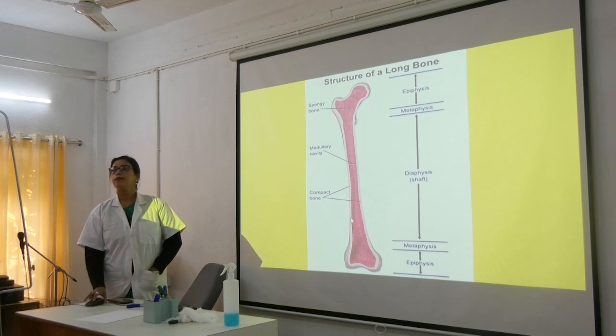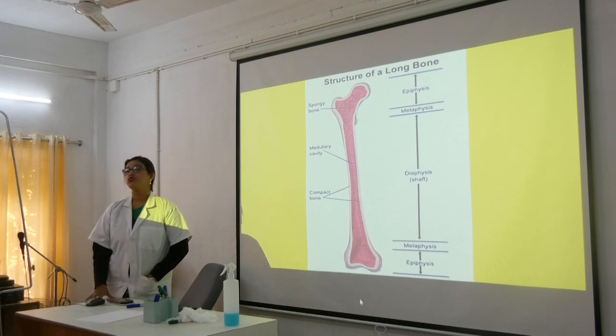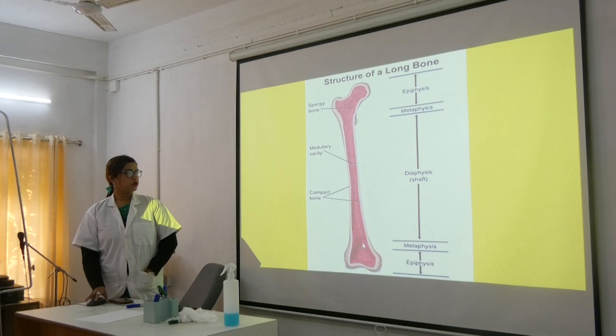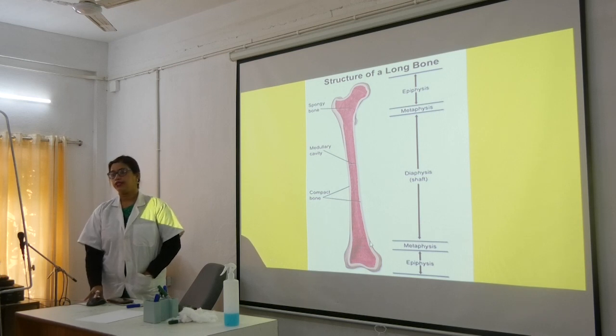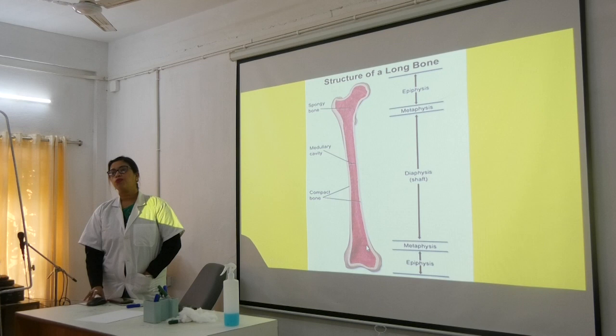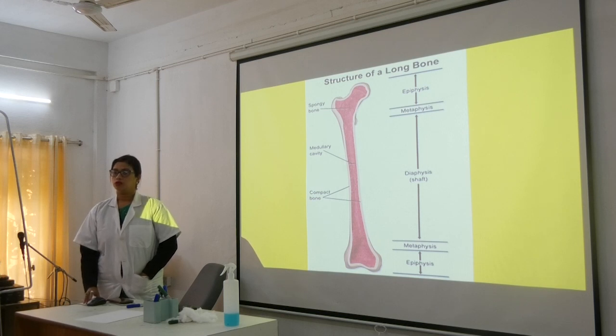So inside there is the medullary cavity. And there is another structure that is known as the metaphysis. So which one is the metaphysis? Between the epiphysis and diaphysis. And another thing here is known as the epiphyseal cartilage. I will come to it in the next class. Epiphyseal cartilage would be present over here. So what is the function of the epiphyseal cartilage? It helps in lengthening the bone. This is the site where the bone lengthens.